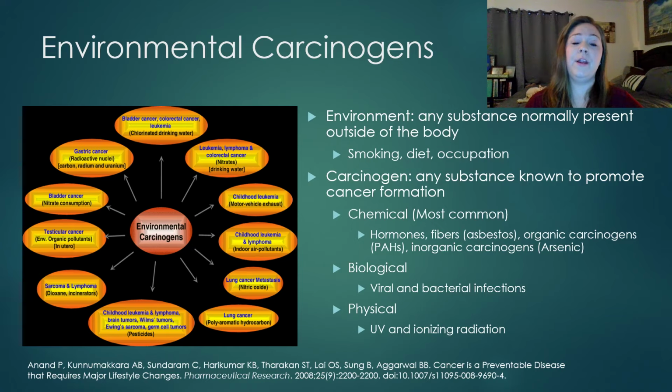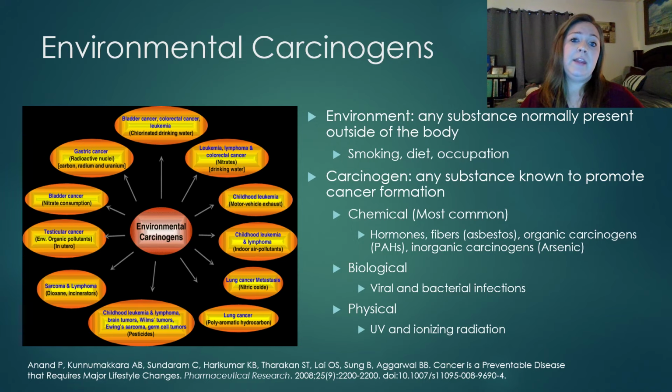So, therefore, an environmental carcinogen is any substance normally found outside of the body that also promotes cancer formation. An environmental carcinogen can present itself in three different ways. It can be chemical, it can be biological, it can be physical. First we're going to investigate the chemical carcinogen portion. That is the most prevalent of the three possibilities.